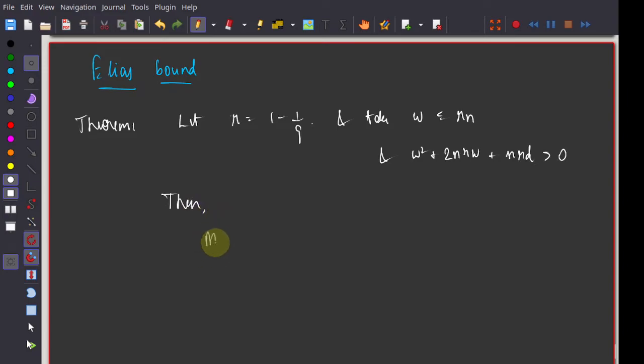Then capital M is less than or equal to nrd divided by w square minus 2nrw plus nrd, times q to the n divided by Vq. Remember that this is the volume of the Hamming ball of radius w.